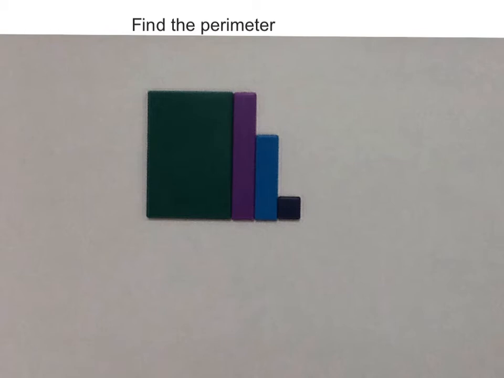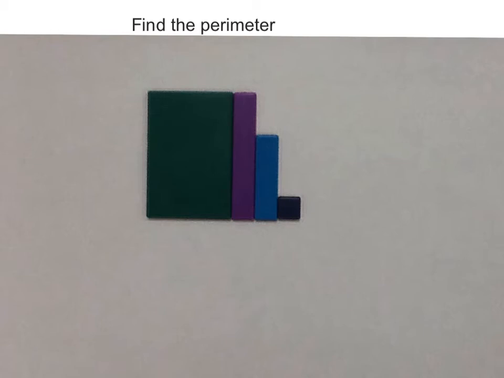Alright, here is our first problem. Find the perimeter of the shape. Pause your video, label the sides with their lengths, combine all of your like terms to write the expression which represents the perimeter. So pause your video and then restart to check your answer.